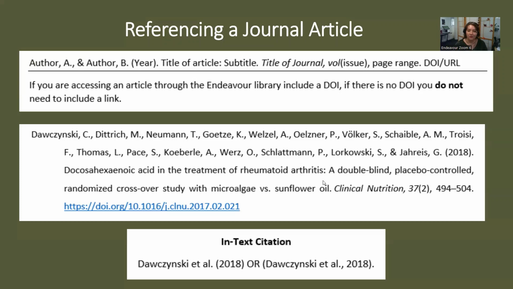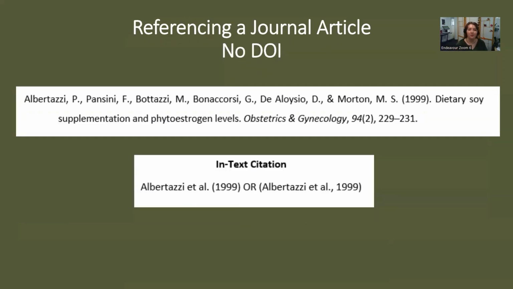This is the title of the journal article. Then we have the title of the journal that this article was published in, in italics, the volume in italics, the issue in brackets, the page range, and then a DOI. Like I said, I know it looks very intense. This is just an example of what it would look like if you found it in the library and it didn't have a DOI. Again, you just don't include anything in this section here.